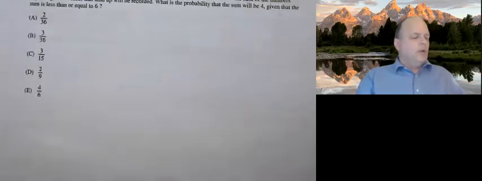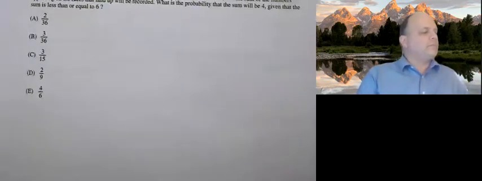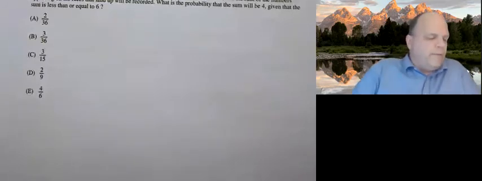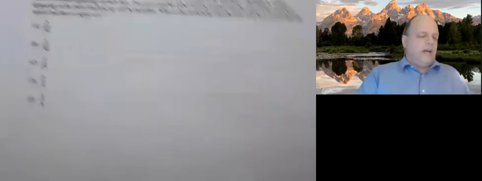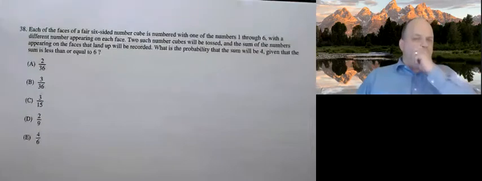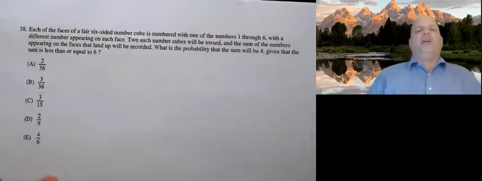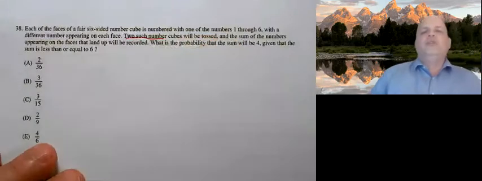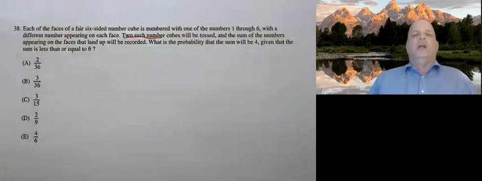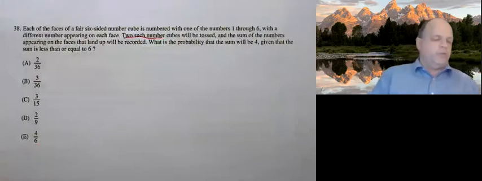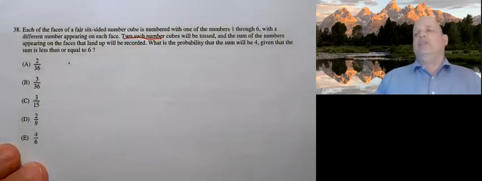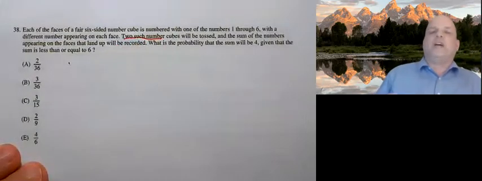Okay. All right, number 38. Each of the faces of a fair 6-number die is numbered with one number 1 through 6, a different number appearing on each face. 2 number cubes will be tossed. Oh no. As soon as they give me 2 of something, I get to make a sample space. So here's one of those cases where I need a sample space. I'm going to make a sample space for the 2 dice. And by the way, before you take the exam, you need to do this 3 times as fast as you can.